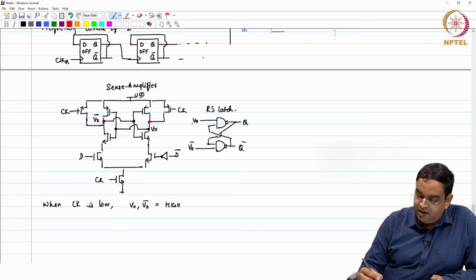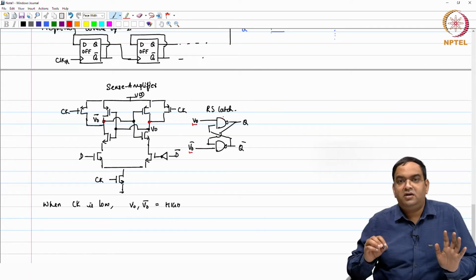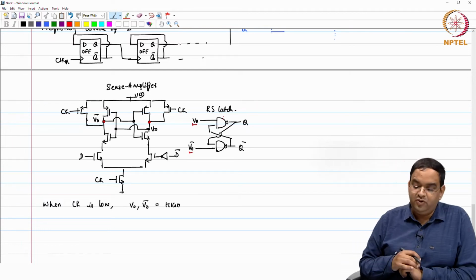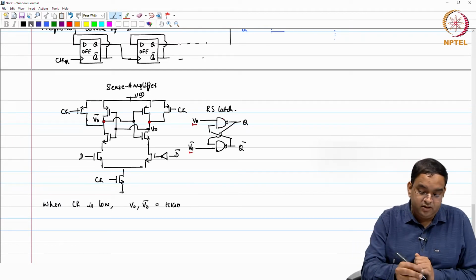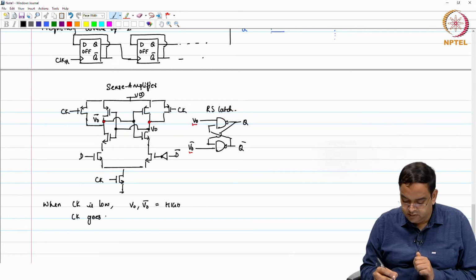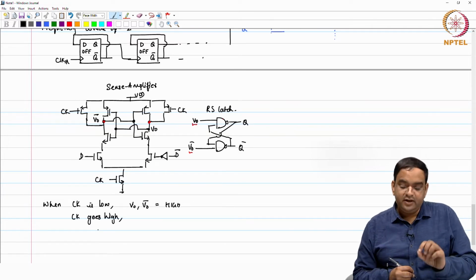Okay. When you have these things reset to VDD, your NAND gates are not responding to anything. Whatever values you have at Q and Q bar, that will be there. Now, when clock goes high, it depends on what was the value at D.